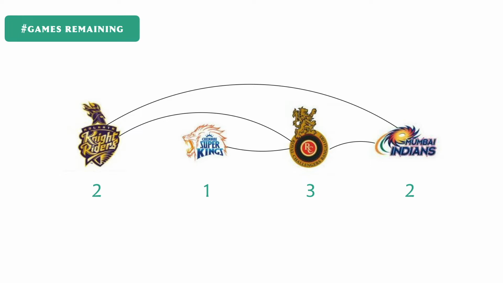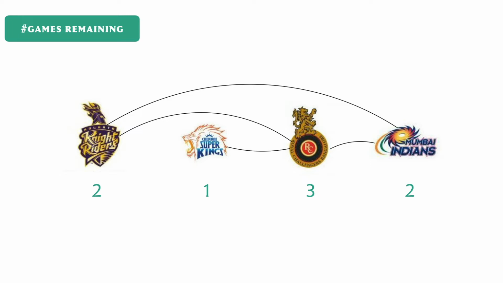For example, KKR and CSK have played both of the matches that they had to play between them. RCB has played 1 match each with each of these teams, and it has 1 match remaining. Mumbai and KKR, they have played 1 match and they have 1 match remaining between them. And Mumbai and CSK, they have played both of the matches that they had, so they have no matches remaining between them. So I hope I accounted for all the pairs, but if not, the information that you have here about the number of remaining matches tells you everything that you need to know.